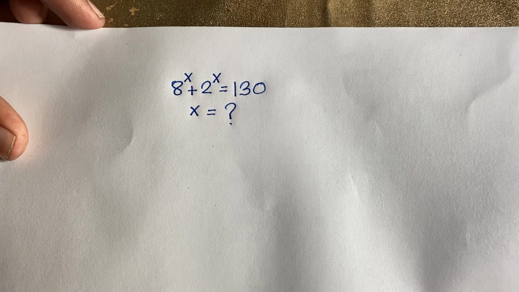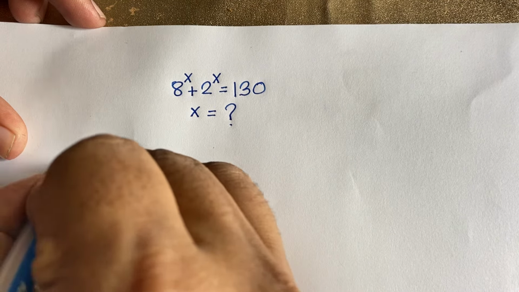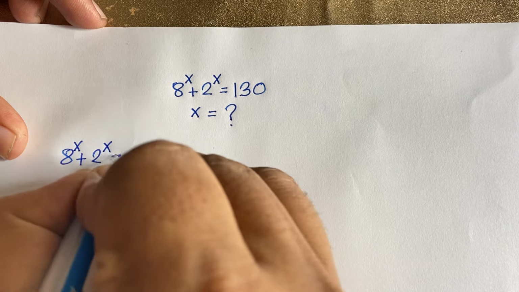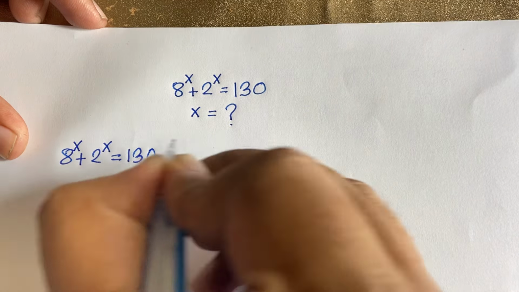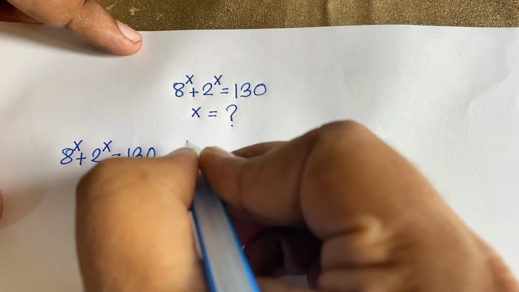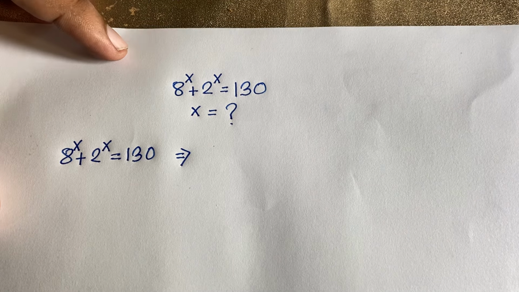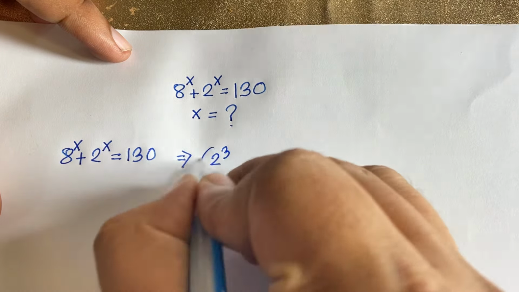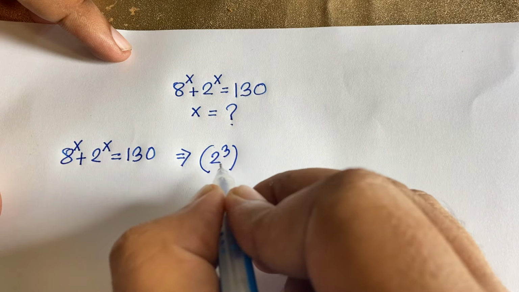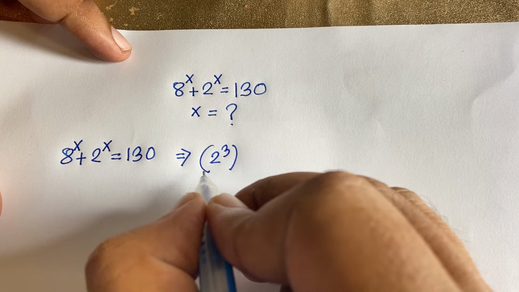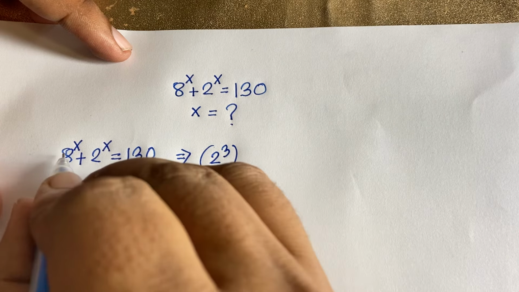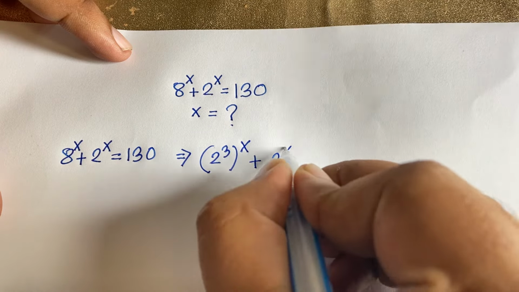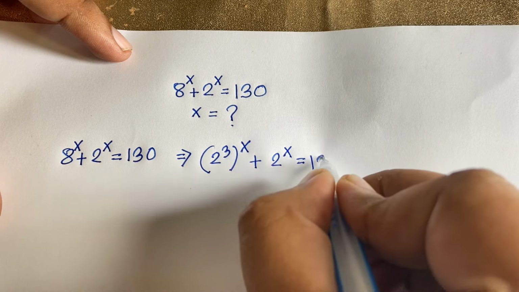Look, our question is 8 to the power x plus 2 to the power x is equal to 130. Then I can easily write this expression, 8 to the power x, as 2 to the power 3. Look, we know that 2 to the power 3 will be 8, 2 times 2 times 2 is 8, and whole to the power x plus 2 to the power x is equal to 130.